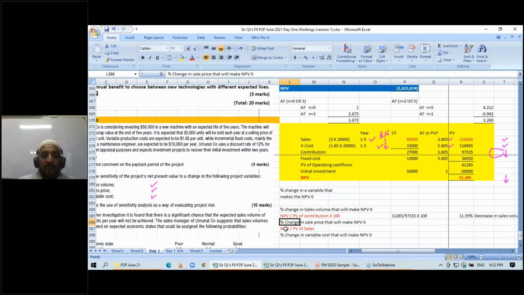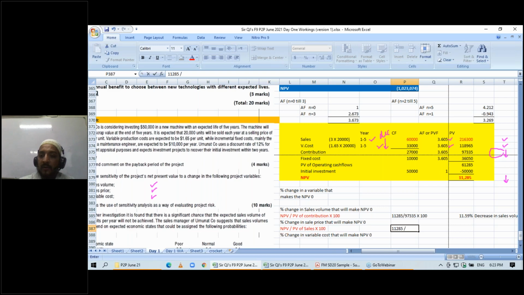Then NPV divided by present value of sales. And then over here, the answer will be 11,285. This much of change is acceptable. We can afford to lose only 11,285, not more than that. Otherwise, we will get a negative NPV.